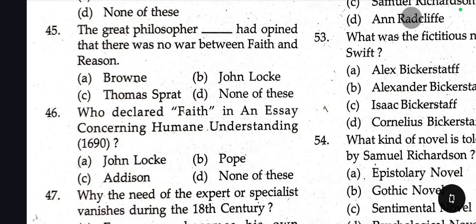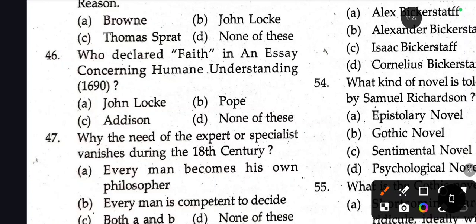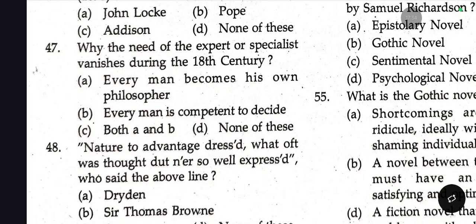Question number 46. Who declared faith in An Essay Concerning Human Understanding in 1690? It was declared by John Locke. So if any question about faith comes, the answer will be John Locke. Question number 47. Why did the need of the expert or specialist vanish during the 18th century? Because every man became his own philosopher, and every man was competent to decide. Both A and B will be the answer.